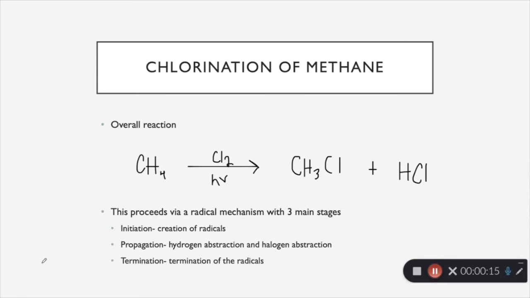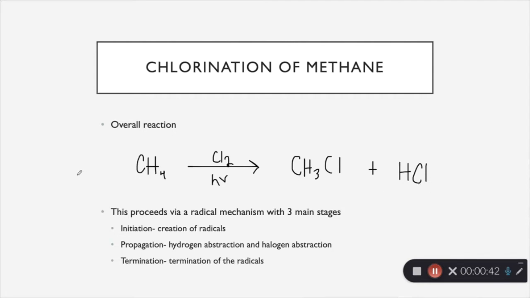So looking at the reaction, we can see that we have methane here, and then we have our Cl2, and then we have light. So remember that light is necessary for homolytic cleavage, which is going to be part of the initiation step here. And this is going to produce methyl chloride. So you can see that's where the halogenation comes in. We turn methane into a methyl chloride, and then we also have HCl as a product.